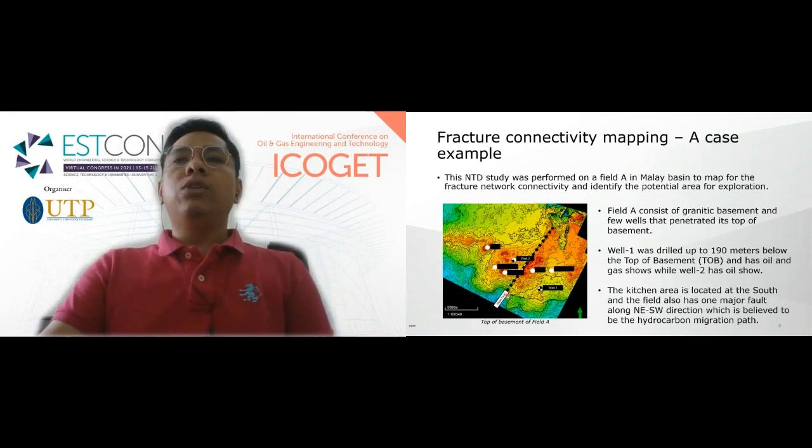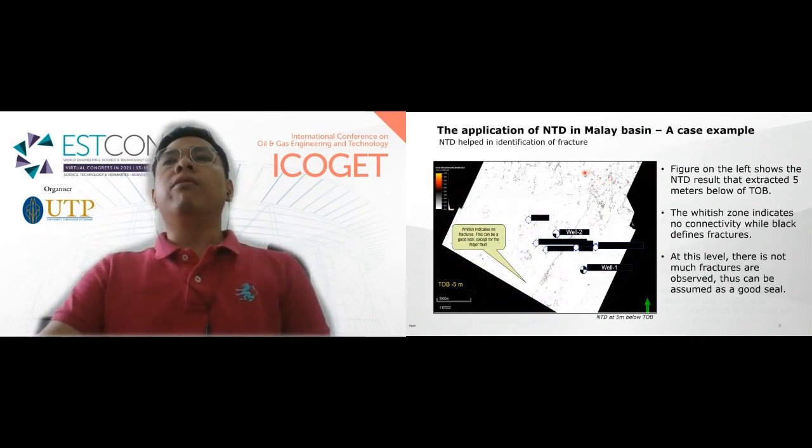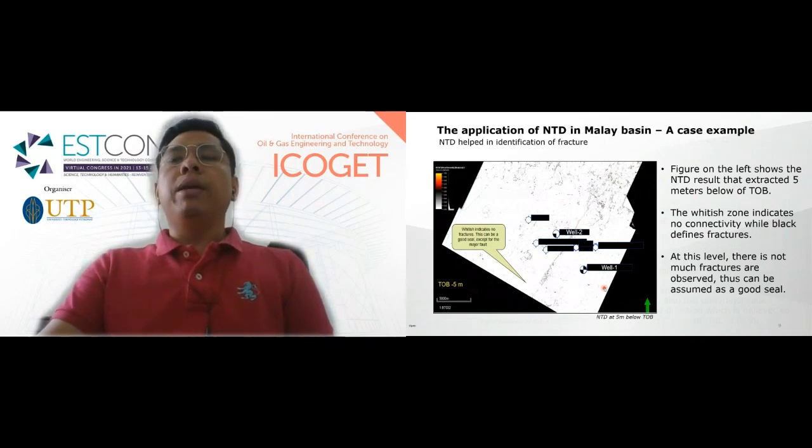The kitchen area is located in the south, and the field also has one major fault along this northeast-southwest direction, which is believed to be the hydrocarbon migration path. The figure on the left shows the NTD result extracted 5 meters below the top of basement. The whitish zone indicates no connectivity, while the black defines the fractures. We can see that at this level, 5 meters below top basement, not many fractures can be observed. Thus, we can assume that this area can act as a good seal.